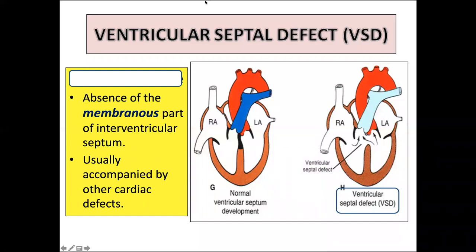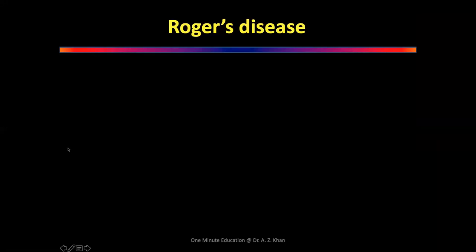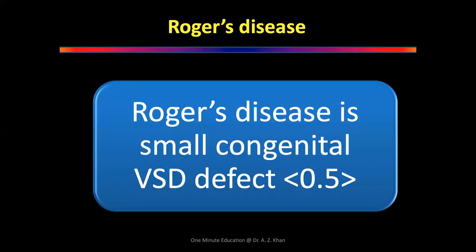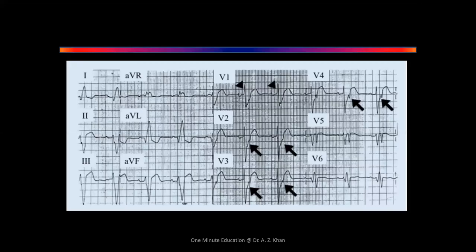Yes, sir. This is Roger's disease. Roger's disease is the name given for small congenital VSDs less than 0.5 centimeters. So Roger's disease is the name that you have to call these VSDs.